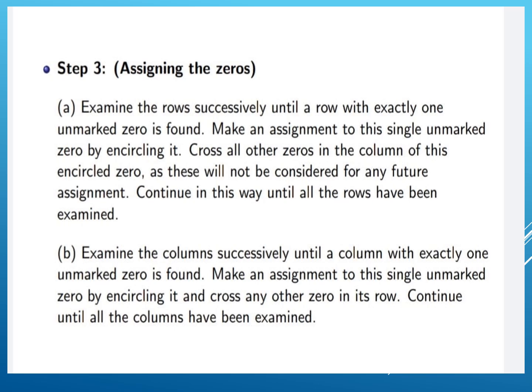Examine the columns successively until a column with exactly one unmarked zero is found. Make an assignment to this single unmarked zero by encircling it and cross any other zero in its row. Continue until all the columns have been examined.